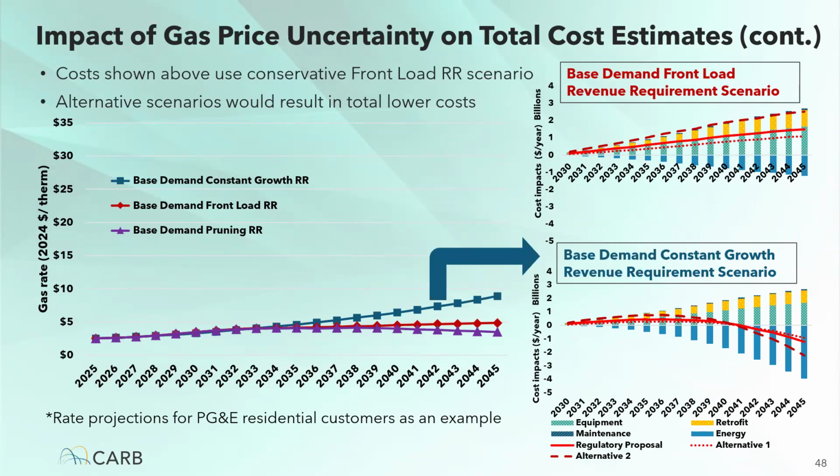The forecast also included two variations of the baseline demand case based on different utility revenue requirements, one assuming constant growth and the other assuming cost reductions. We ran a sensitivity analysis using these alternative scenarios. Under some of them, energy bill savings are large enough to completely offset the additional upfront cost, resulting in little or no net cost increase. So overall, this is our preliminary analysis using conservative assumptions.